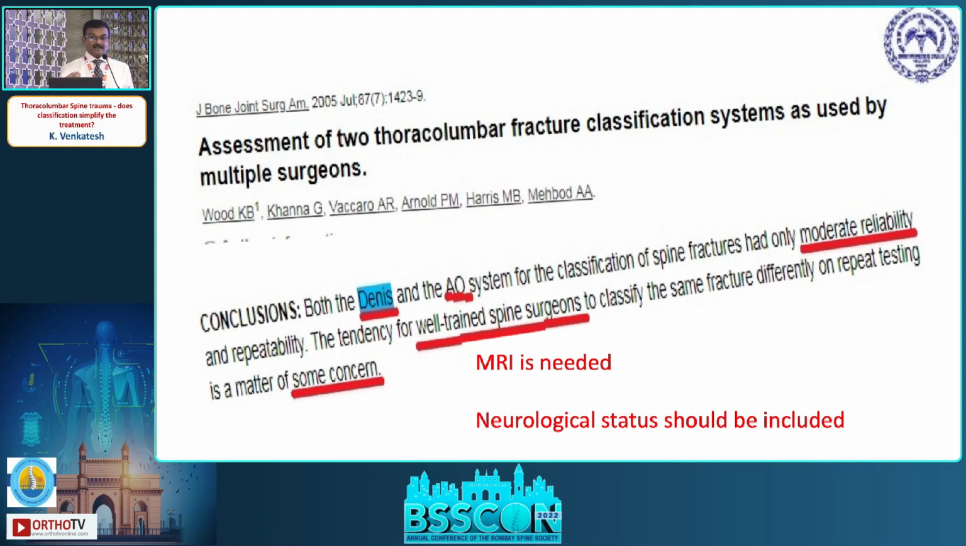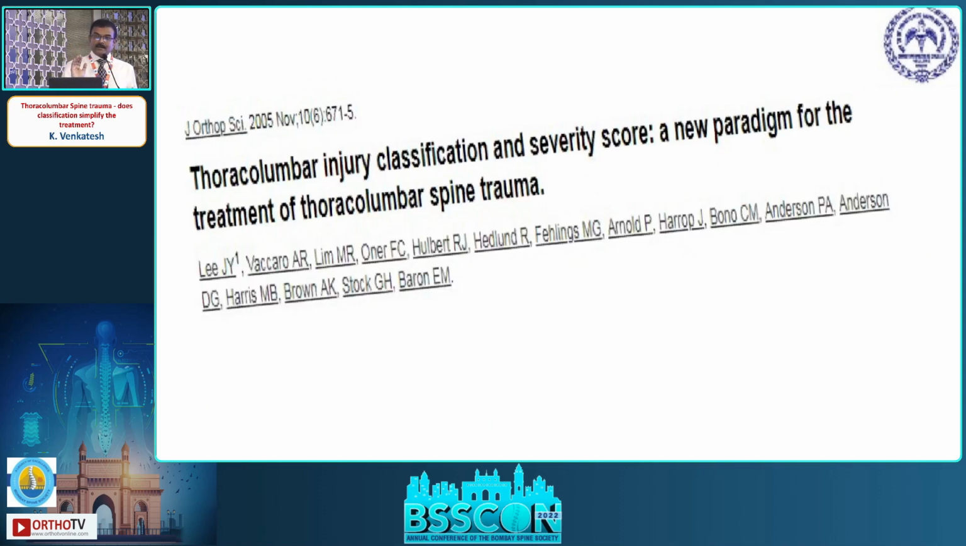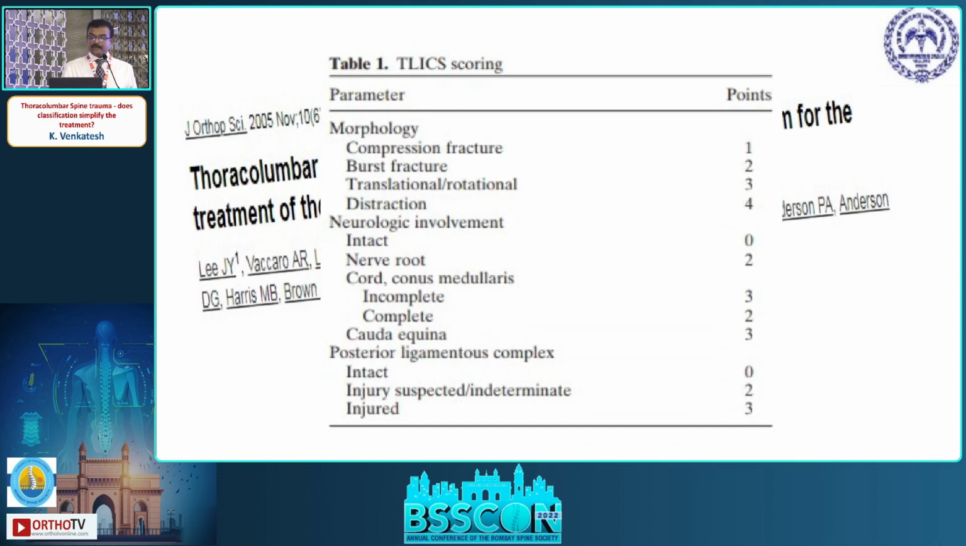So they tried to incorporate that. They also found that MRI is needed, because many times we don't understand the neurological pattern. So in 2005 they decided to incorporate both these things and make a new classification. There came the TLICS classification, the Thoracolumbar Injury Classification and Severity score, which came in 2005. They also put in a scoring system which guided what to do, whether operative or non-operative management. It was a good update from the previous classifications, which were concentrating more on morphology alone.